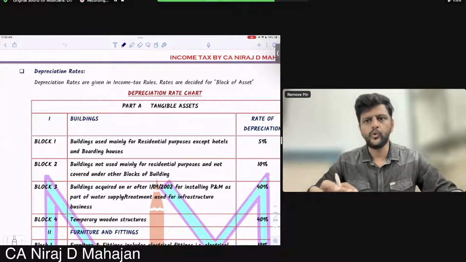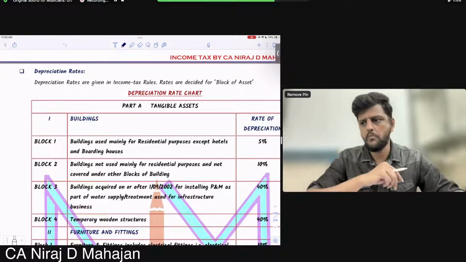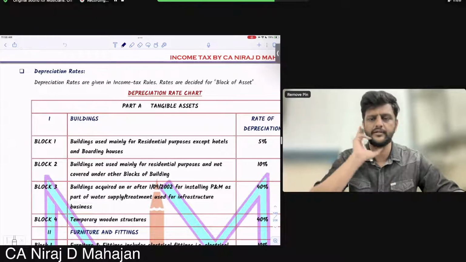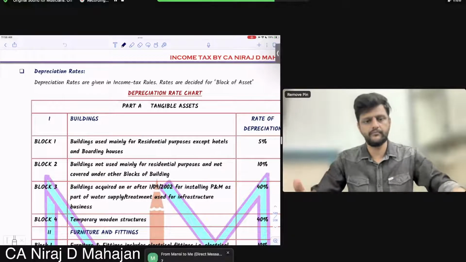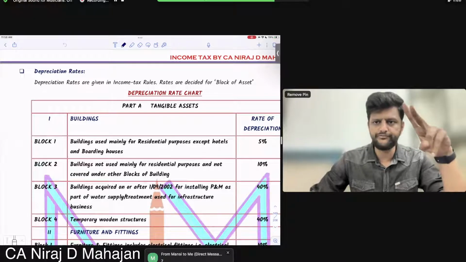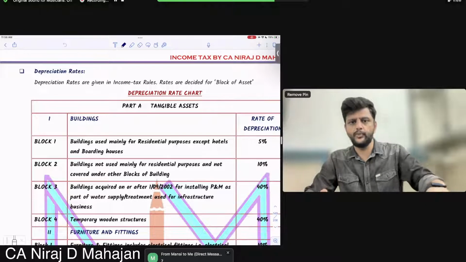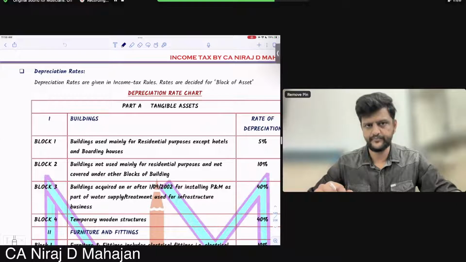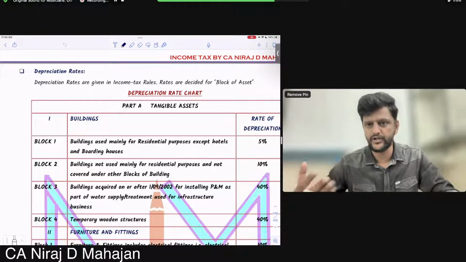How many types of assessees are there? Chapter number 1. Very good, Mansi. 7 types. Individual, firm, firm is including LLP, HUF, and AOP, BOI, local authority, and AJP, artificial juridical person. Individual is there. Company. Sorry, I missed. Company was also there.